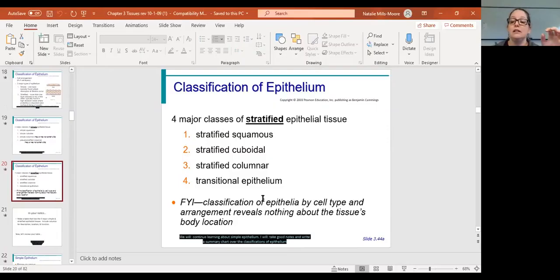Transitional is at least easy enough because you only find it in the human bladder. Maybe not just the human bladder, but you only find it in the bladder. And it goes from a cuboidal shape when the bladder is empty. And as the bladder fills up, it flattens and flattens and flattens and stretches out so that the bladder can expand into more of a squamous shape.